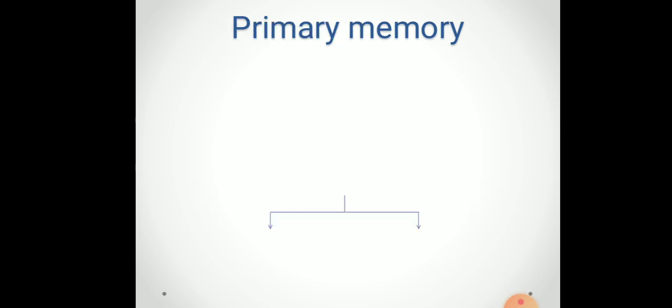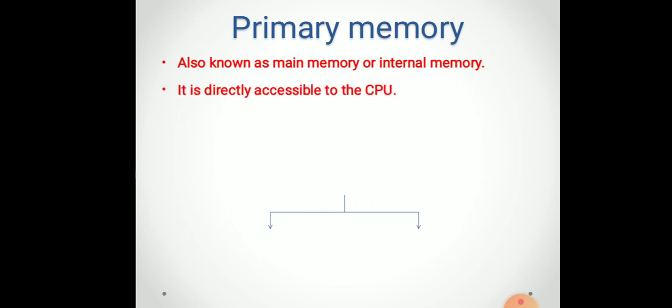Primary memory is also called main memory or internal memory. This primary memory is directly accessible to the CPU. The CPU, the processor, can directly access this primary memory.